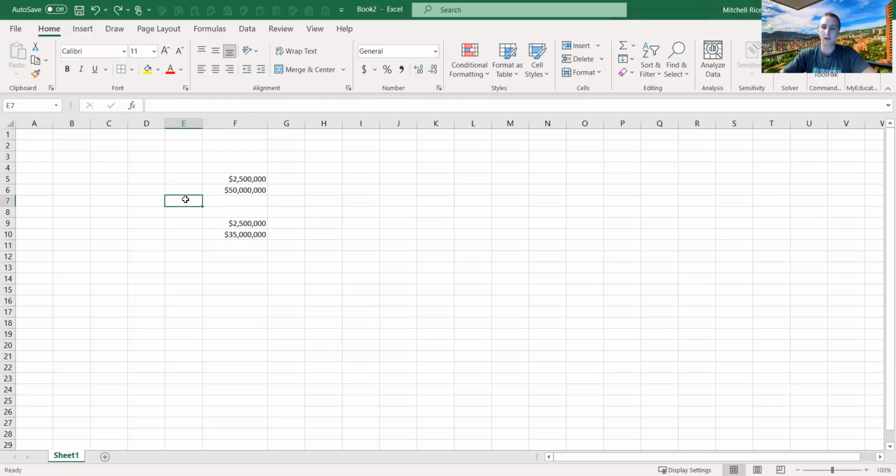So the first thing to know about a quick and dirty or a back of the envelope is you've got to understand what a cap rate is. You've got to understand what a yield on cost is. So I've got a couple numbers here.